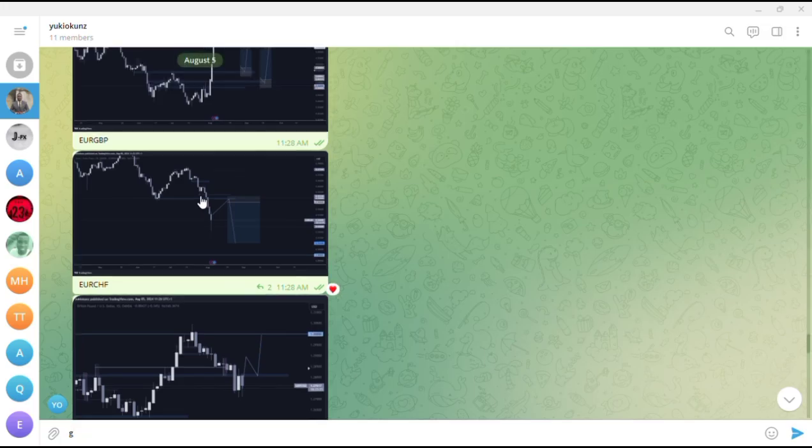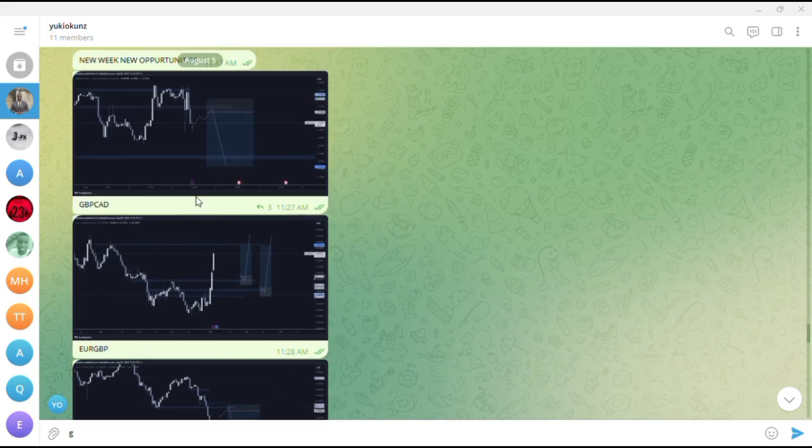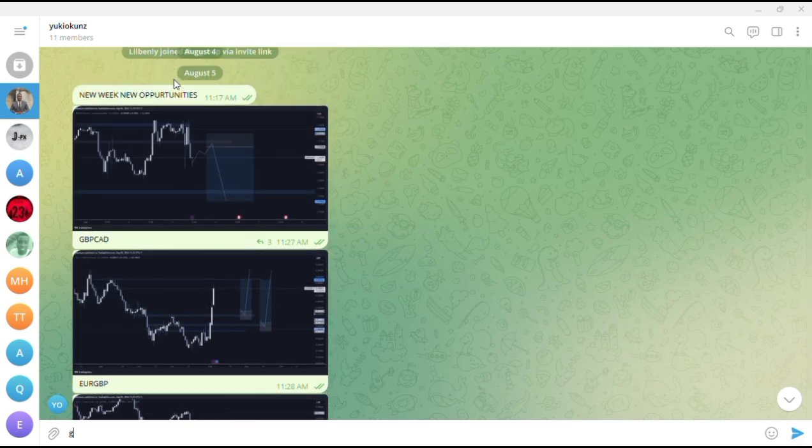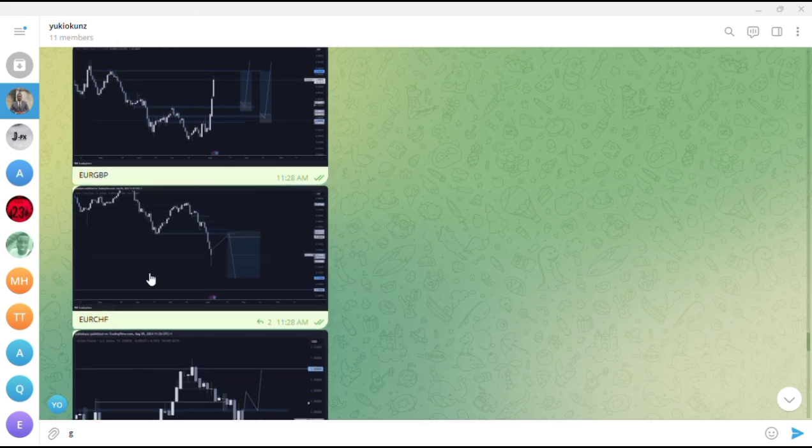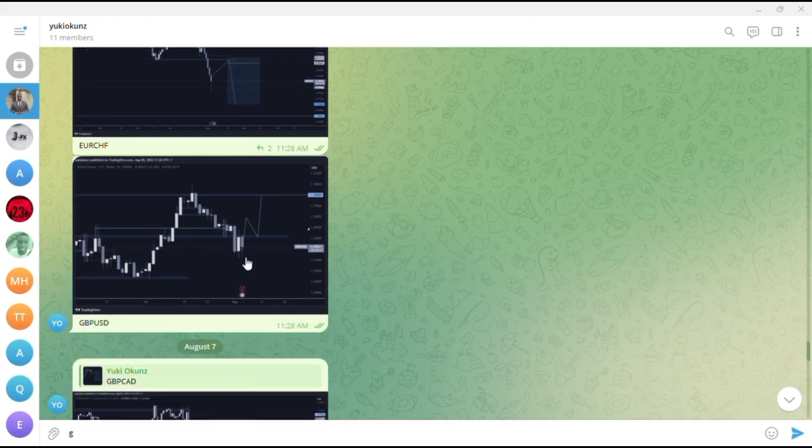Alright, so this is the trade. I sent it the beginning of the week because that's how I always do. I always send my watch list on the Monday, send all the pairs I'm monitoring. So this is GBP CAD which I already broke down. Maybe the video will not be out yet. So this was the trade idea right here. Euro CHF, expecting this break and retest to continue the down move.